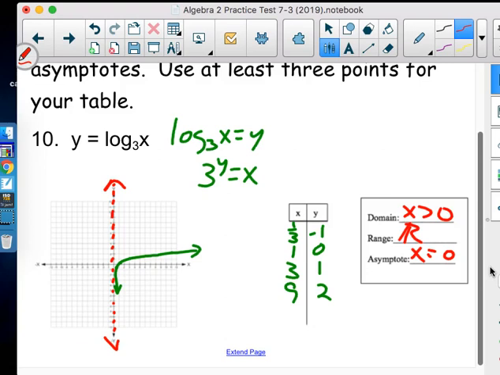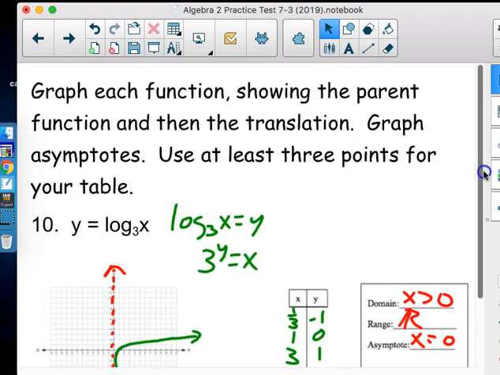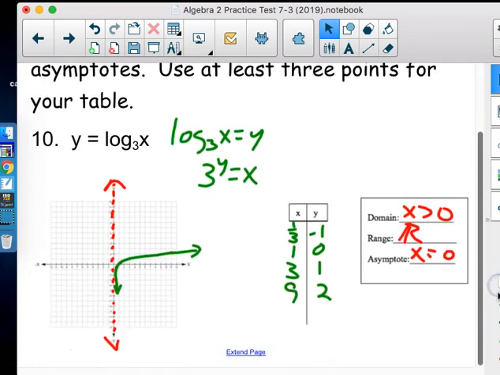Did we have to do any describing about the translation? No, this one doesn't have a translation. That's it. That's what we get. No H and K piece. So let's make sure we did everything they asked us to do. Graph each function, showing the parent function and then the translation. Well, it didn't have one. Graph the asymptotes. Did that. Use at least 3 points for your table. We did 4. We're good.